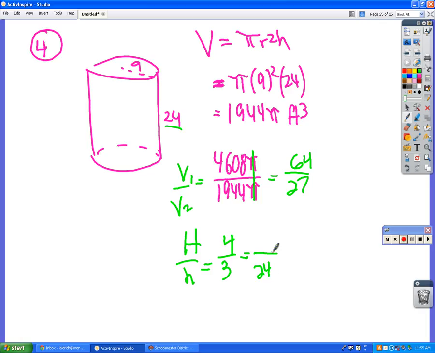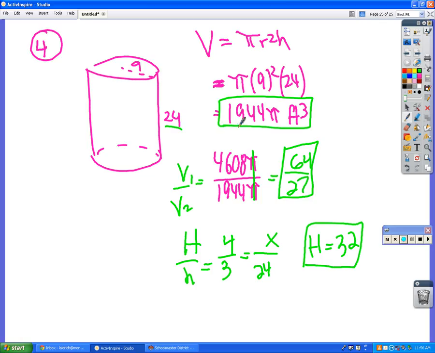So the big height is going to be x. So you cross multiply, then divide, and that tells you that the height of the larger cylinder is 32. Close, 32. Okay, so answer right here, the answer right here, and the answer right here. So these are awesome problems because of all the work that you have to do.